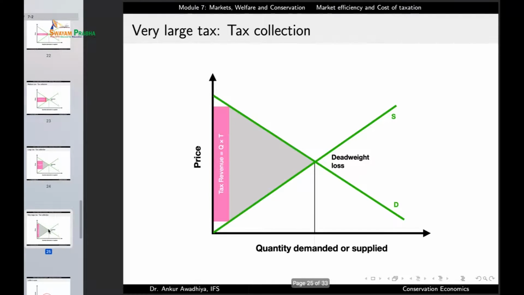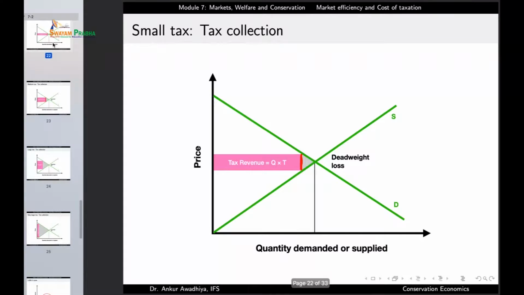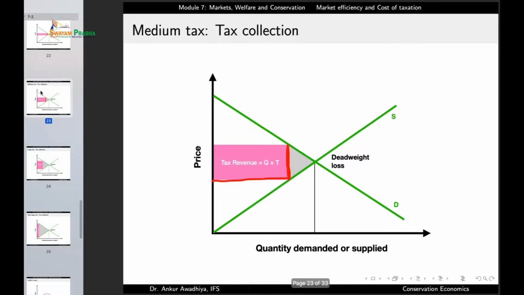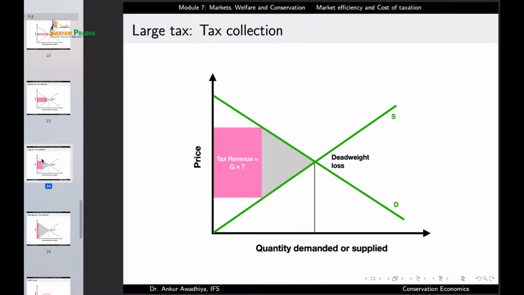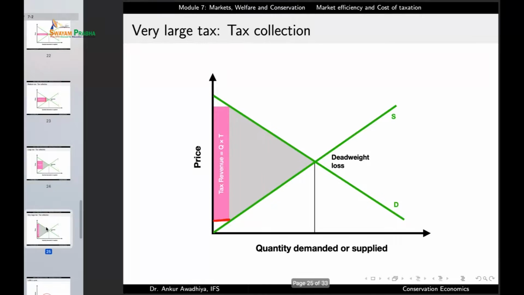Now, what will happen if T is increased even further? So now the tax size is very large, the quantity that is bought and sold is very small. So now Q is only this much, and the quantum of tax collected is given by the area of this pink colored rectangle. So what we are observing here is that this rectangle now has a very small area. So we started with a small tax size where we had a small tax revenue. Then the tax revenue increased when T is increased. Then it reaches a maximum and then it starts to decrease.